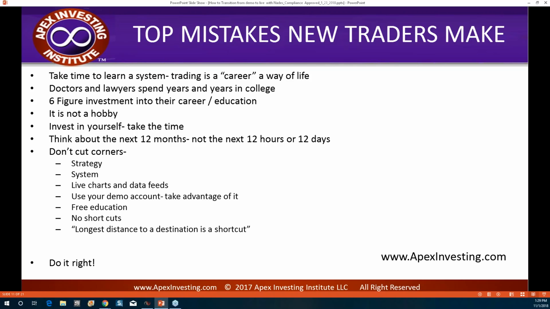Because if you rush and you go in unprepared and you're only worried about what you can make in the next 12 minutes or 12 hours, you might not have any account money left to even be here in 12 months, right? Trading's about survivability. It's a marathon. It's long term. It's not a sprint. It's not a race. And don't cut corners. Make sure you invest time in yourself and you learn, you educate yourself.